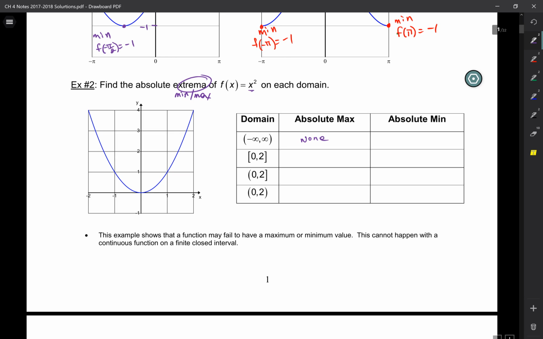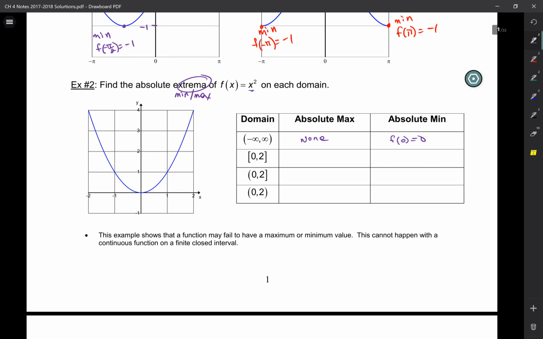There is, however, an absolute min here, and that's f of 0 equals 0. But how does that make sense? Isn't it going from negative infinity? There's a minimum here because this is the lowest point vertically it reaches, and then it just goes back up.